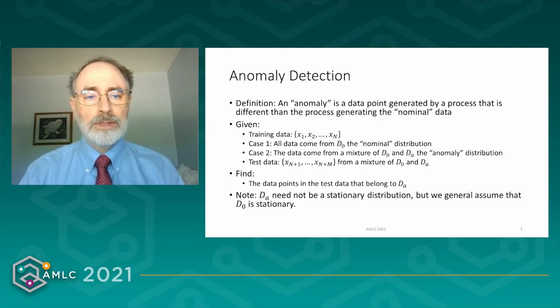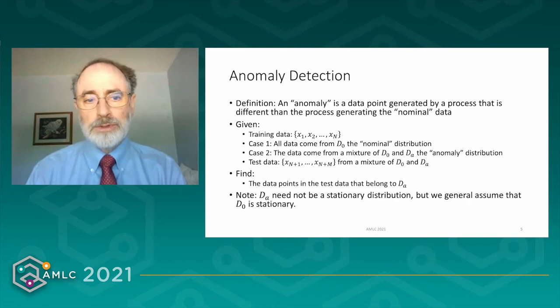So we're going to look at two setups. One is where we're given unlabeled data in both cases. So we're given capital N unlabeled training examples. And in the first case, all the data come from the nominal distribution, which we'll call D naught. And so this is the clean data case. In the second case, the data come from a mixture of the nominal and the anomaly distributions. And so we have contaminated training data. This typically happens, for instance, in financial fraud detection or cybersecurity, where you just cannot be sure that you have a clean data set.